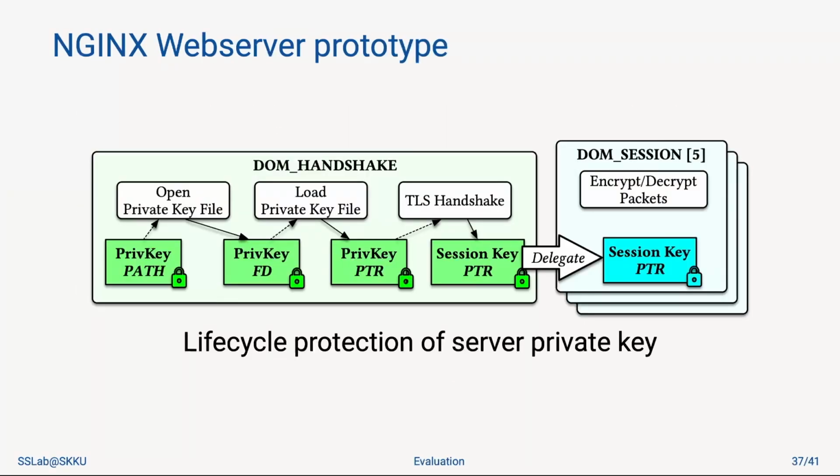Here is an example of Capacity in practice. We use Capacity to isolate the web server private key and the session key. We introduced 2 domains. One has exclusive access to the private key during the TLS handshake. When a session key is generated, it is then delegated to another domain for handling the session. In Nginx, we also include other domains for finer-grained isolation, which you can learn more about in the paper.